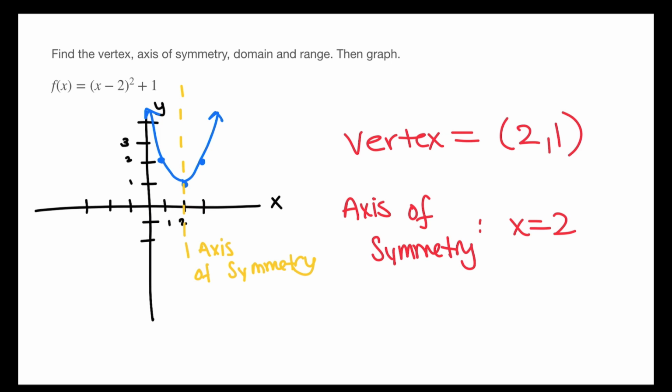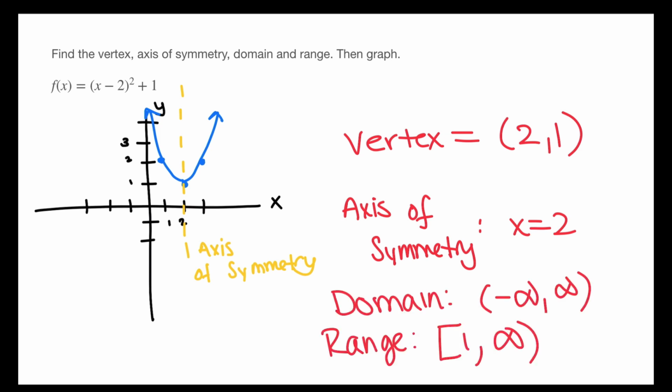All right, what about the domain and the range? We're dealing with a quadratic function. So the domain is all real numbers. We can plug anything in for x. And we can also see based on the graph, the arrows go to the right forever, to the left forever. So domain is all real numbers, or negative infinity to infinity. Now for the range, for the y values, this function does have a minimum value. That vertex is actually the minimum value. And so this graph starts at y equals 1, and then it goes up forever. So my range is 1 to infinity.